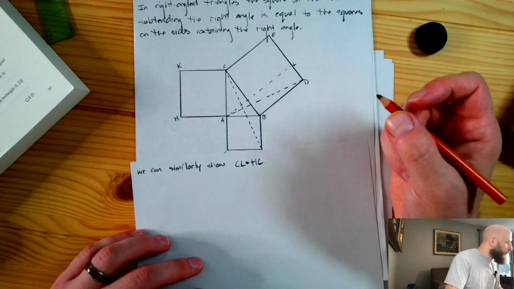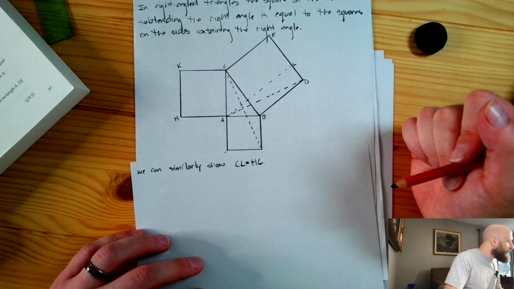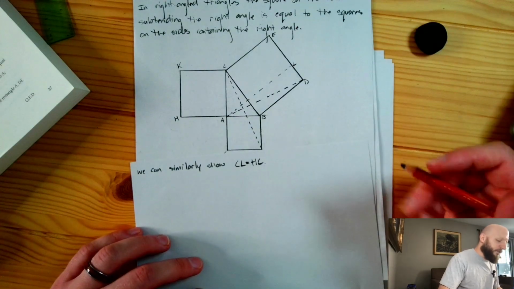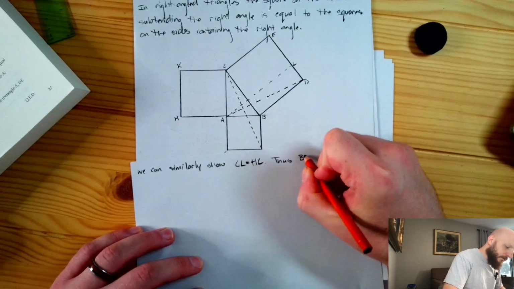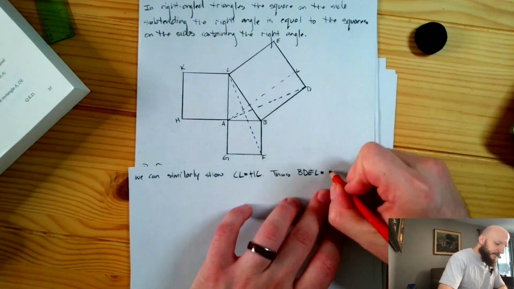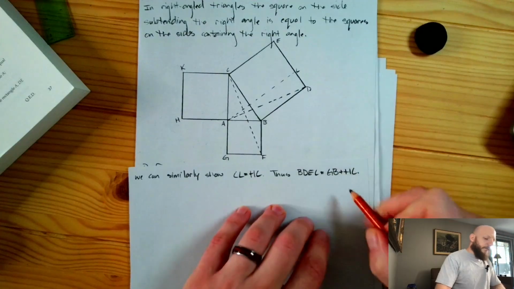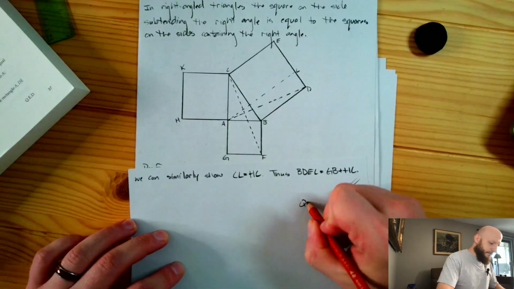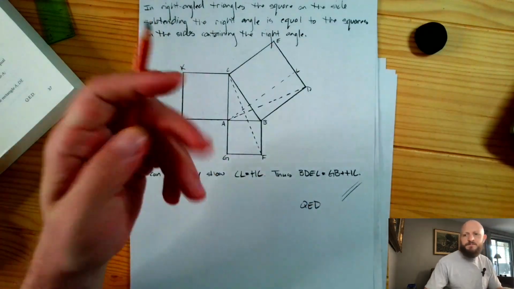What does he say? Therefore, the whole square BDEC is equal to the two squares GB and HC. And that's pretty much it. So BDEC equals GB plus HC. And that was what we wanted to prove. Cool. Pythagorean theorem is done. QED. Therefore, etc.